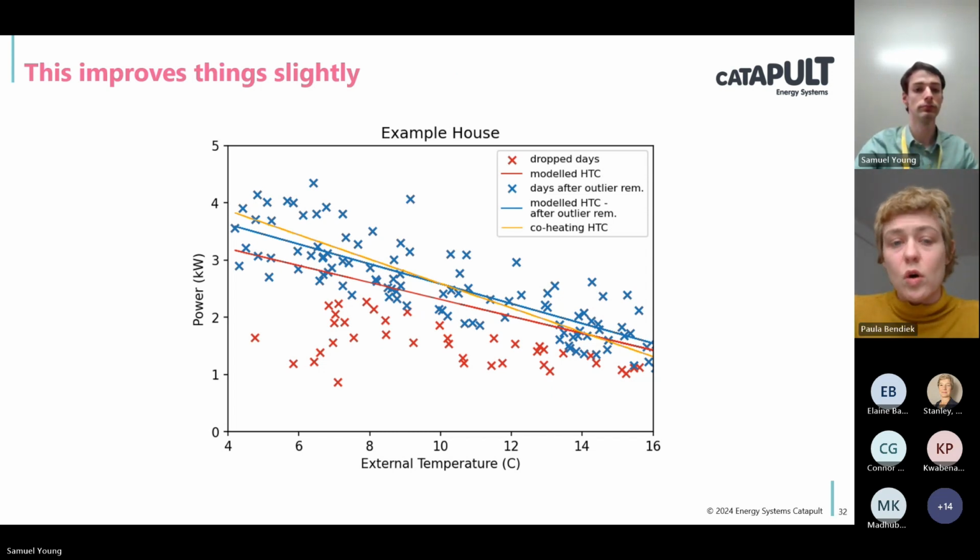So here, all the little crosses in red are the days that we're not considering because we think that the internal temperature is too low. The red slope is the original estimation of the HTC value. The blue line is the improved HTC prediction with the outliers removed, and the yellow line is the co-heating HTC, and you can see that the slope of the blue line is much closer to the slope of the yellow line than of the red line.